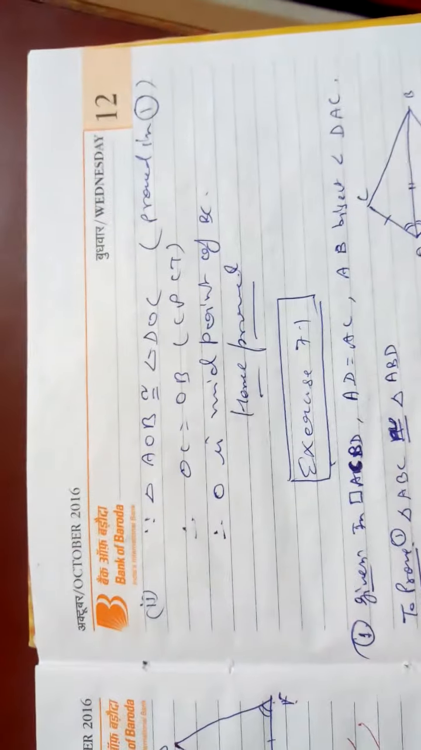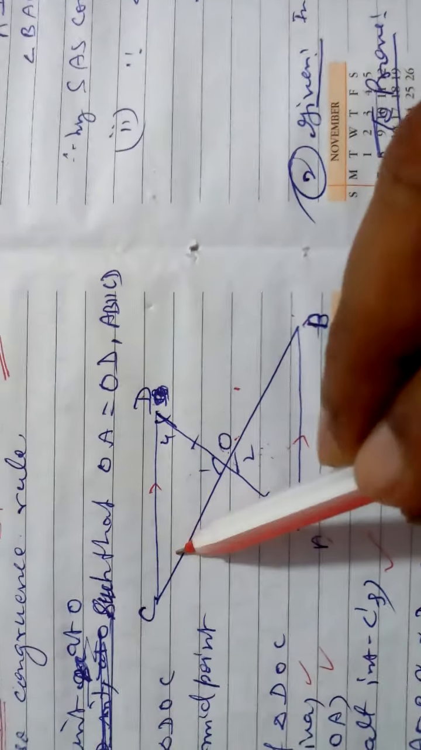Second case, because it is congruent, then by CPCT OB equal to OC, so O is the midpoint of BC.